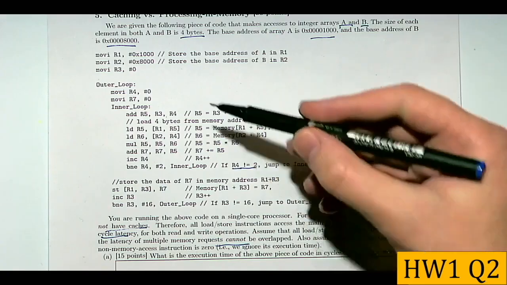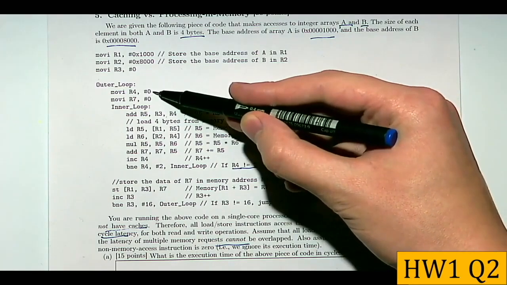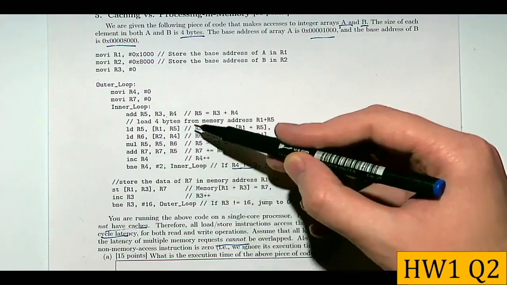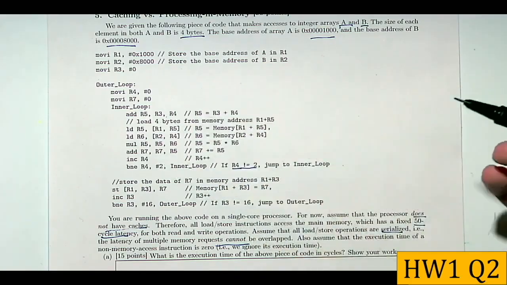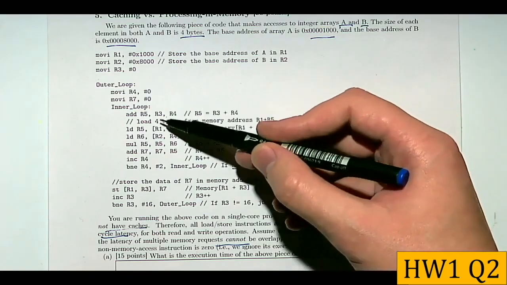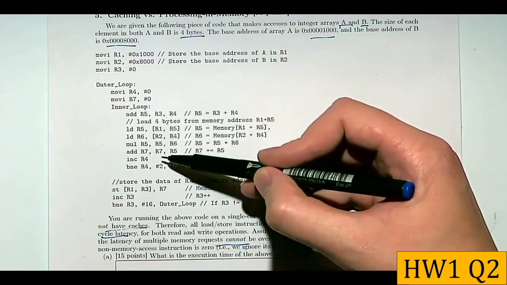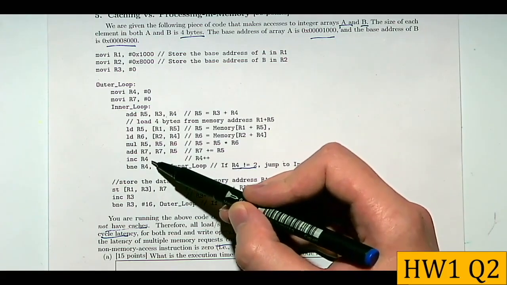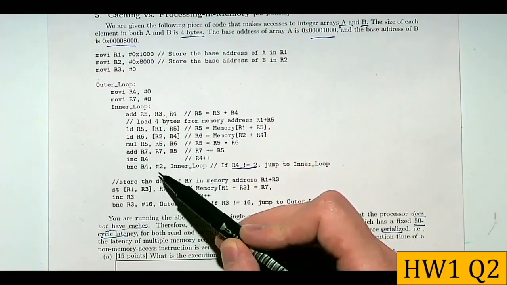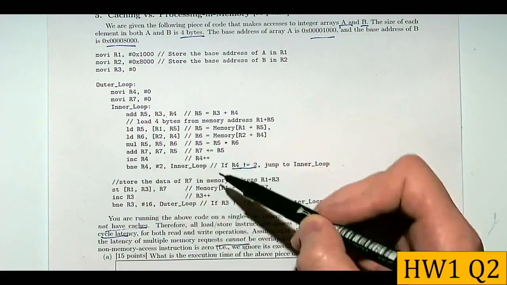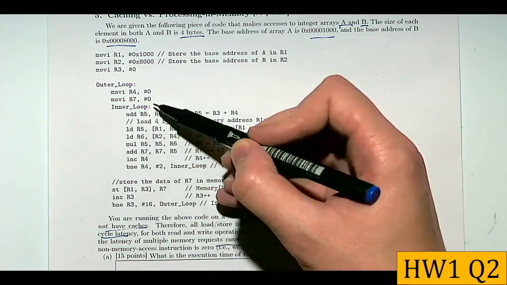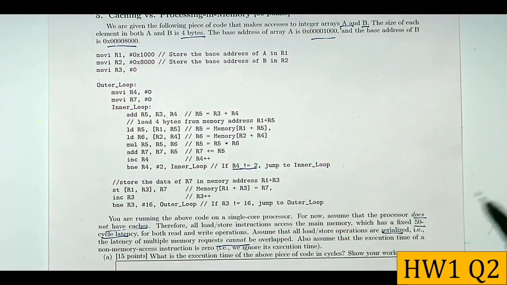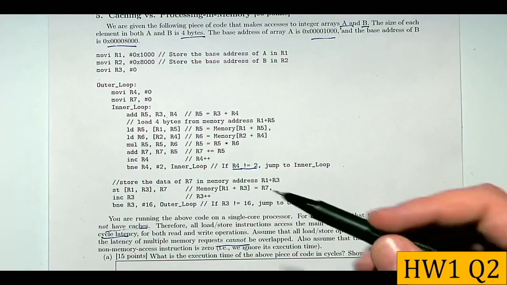So here we set R4 to 0 at the beginning of the outer loop, and here we increment it, right? Anywhere else in the code, we don't modify R4. So basically, this will mean the inner loop will execute once. At the end of the first iteration, we will increment R4, and here we will compare 1 against 2. And since 1 is not equal to 2, we will need to repeat the inner loop one more time and then exit. Okay, so the inner loop will execute 2 times.